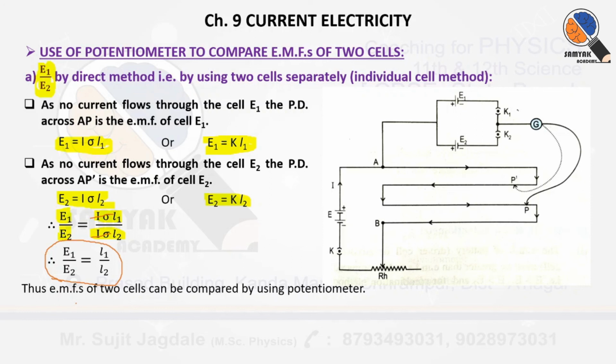So for today, that's it. In the next lecture, we are going to consider the second method, which is the combination method, which is also a very simple one like this individual cell method. Only some little bit of complications are there, but I am going to explain it very easily to you.